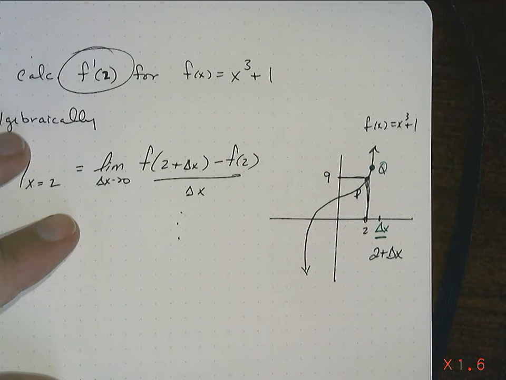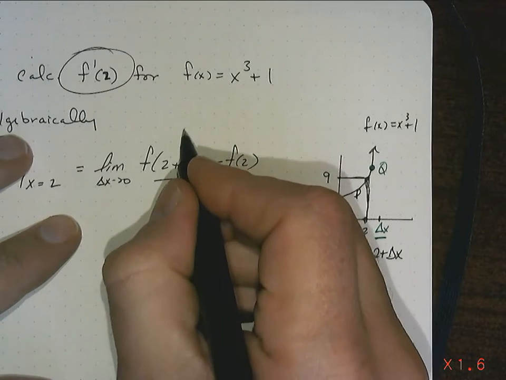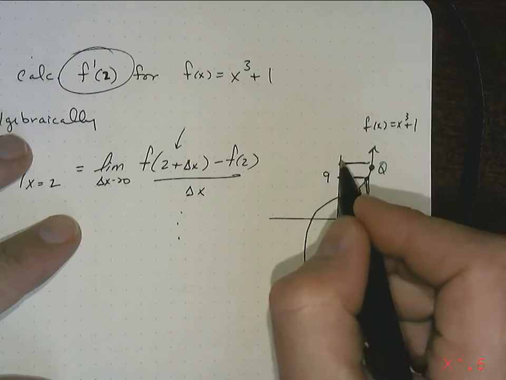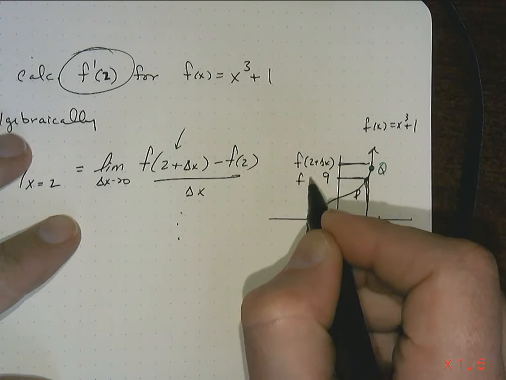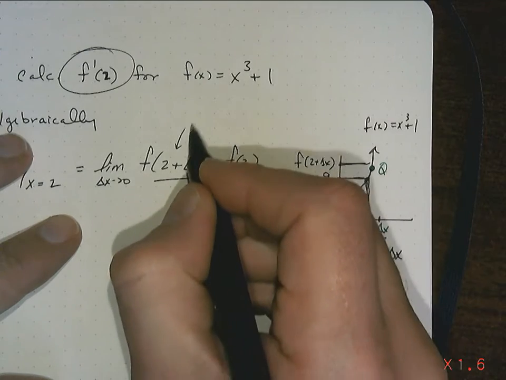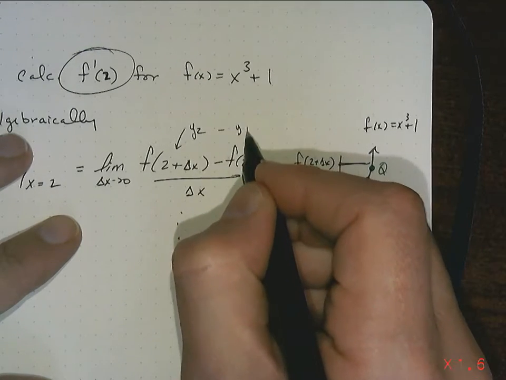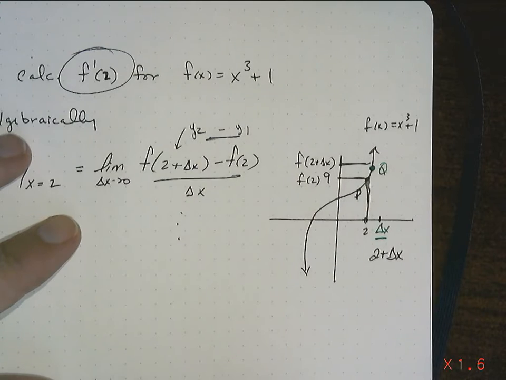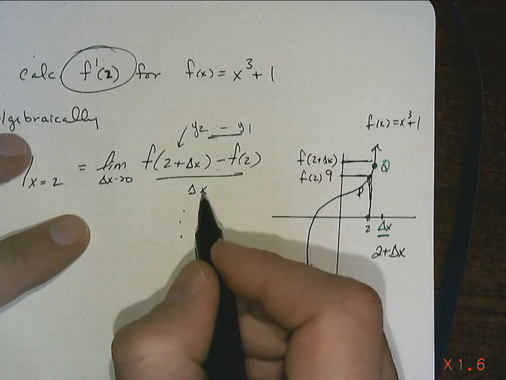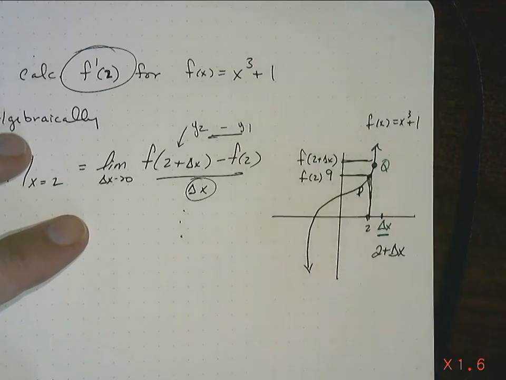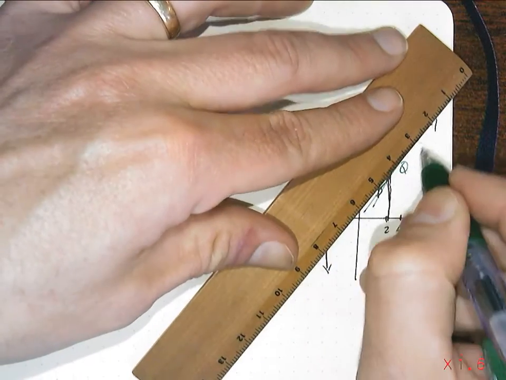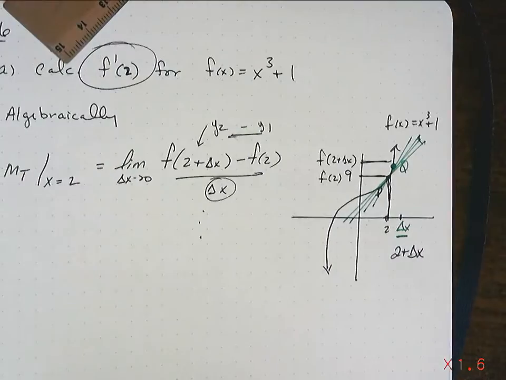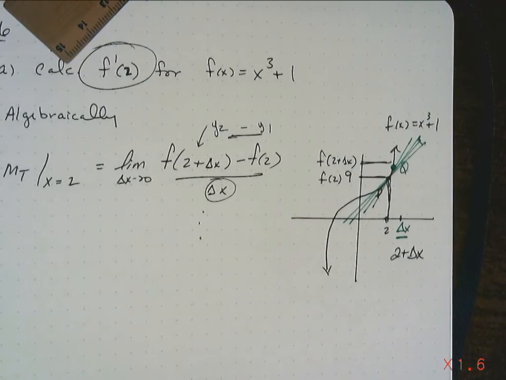Do you see what's happening here? This is my first point, my second point up here. This is f of 2 plus delta x. And this one is f of 2, which, as we know, is 9. So this is y2 minus y1. That's what this is. Okay? And we're allowing this delta x to approach 0. So in other words, this Q value is getting closer and closer and closer to the P value until we're getting the slope of the tangent. Close enough. That's what's happening.